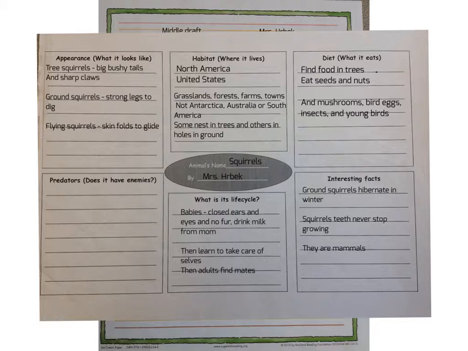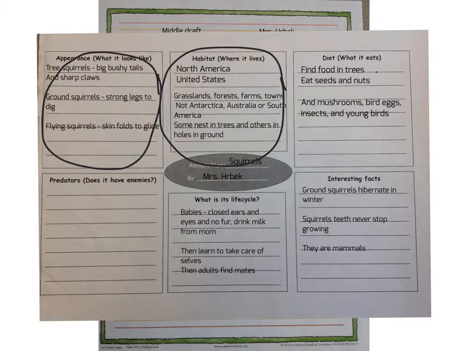I'm going to decide to write about their appearance, or what they look like, so I'll circle that so I know I'm going to focus on those facts, and their habitat, or where they live. So I'll also circle that so I know to focus on those facts. And I'd like to use this one to do first.